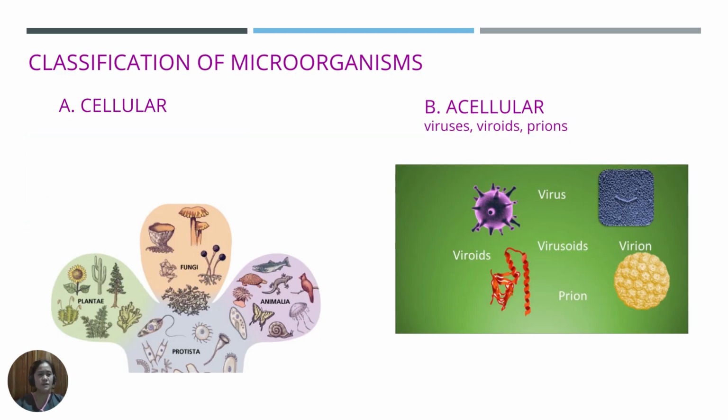So there are two classifications of microorganisms. There are cellular and acellular microorganisms. So yung cellular organisms natin, under dyan is yung fungi, plantae, protista, and the animalia. Under the acellular microorganisms are the viruses, viroids, and prions.